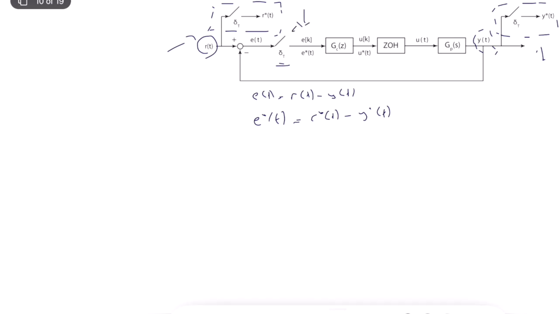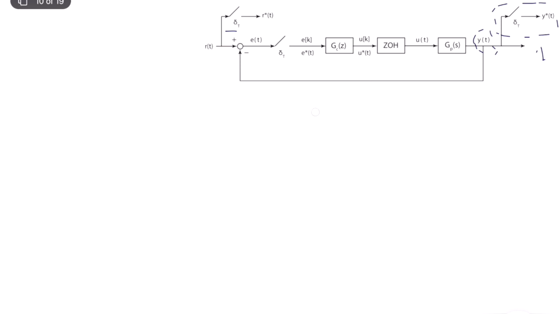The error is the input of our purely digital controller. It produces discrete time outputs, U of k. We know that we can also model discrete time signals, since they live in the digital control system domain, using star signals. So U star of t or U of k is processed with a zero order hold operator, which produces purely continuous time outputs.